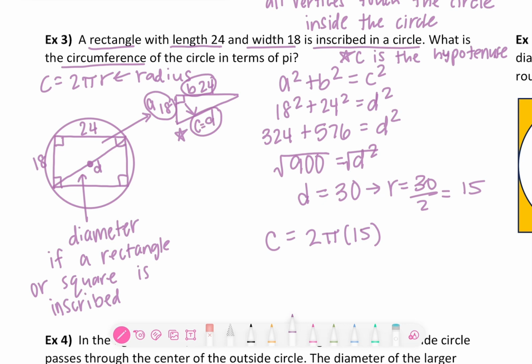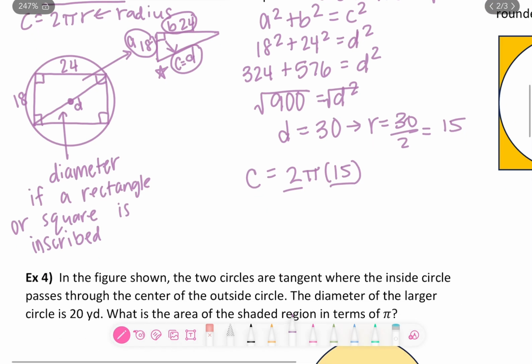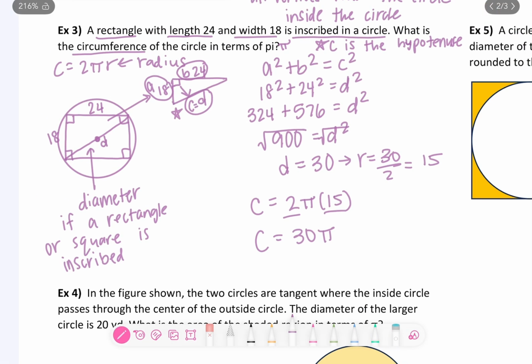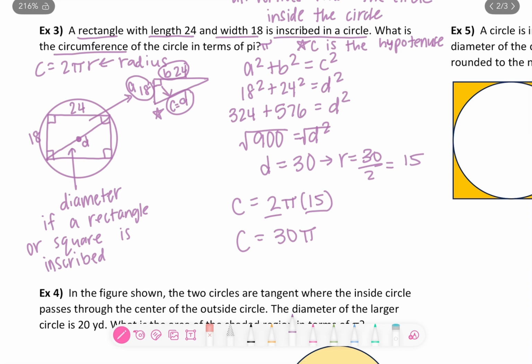And so it says in terms of pi, that means pi better be in the answer. Pi is this. That's pi. So we need pi in our answer. So all we have to do is 2 times 15. So our circumference here is going to be 30 pi. All right, so there is the answer for that one. And there's no units to do on this one.